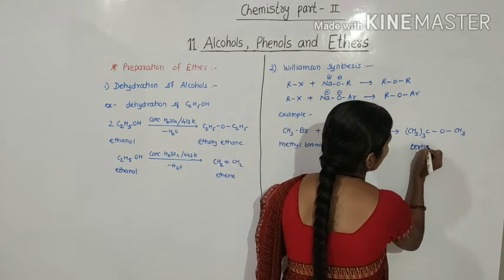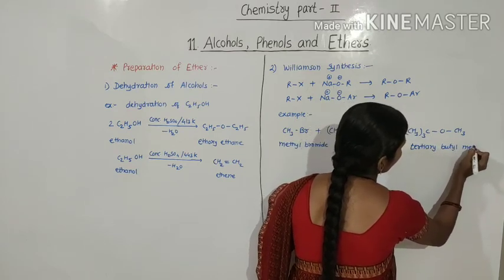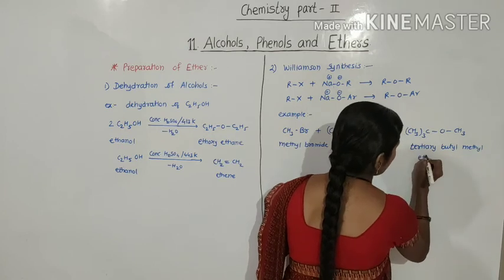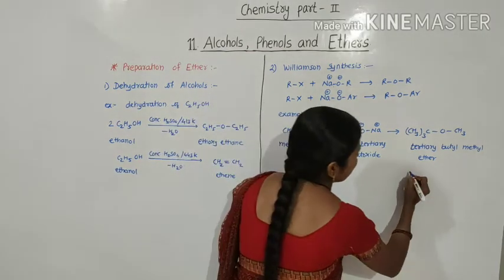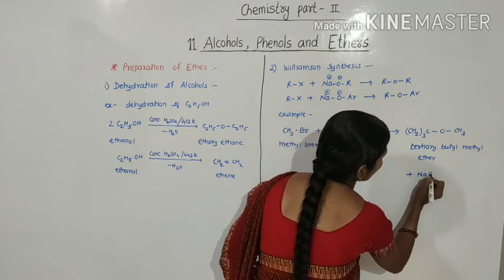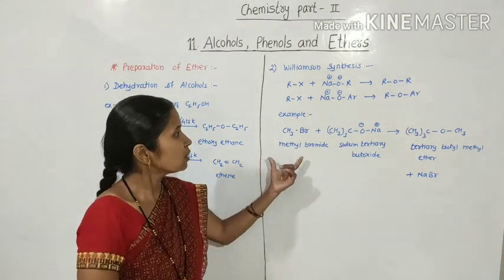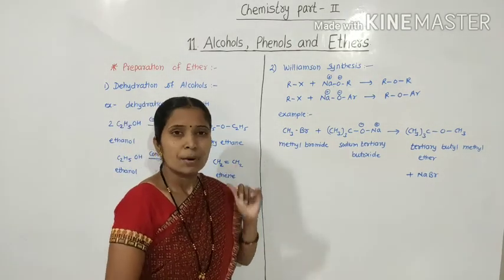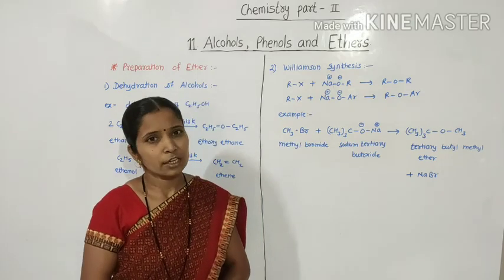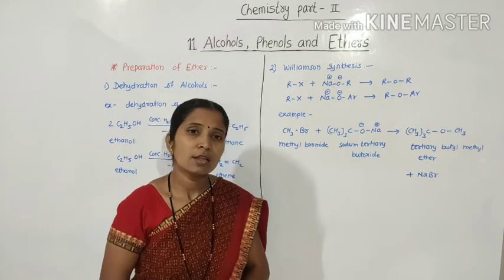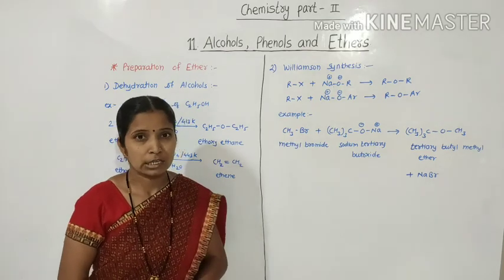Tertiary butyl methyl ether. And NaBr, sodium bromide, is also formed. This is the example of a primary alkyl halide. If secondary or tertiary alkyl halides are used, then the reaction leads to formation of alkene.